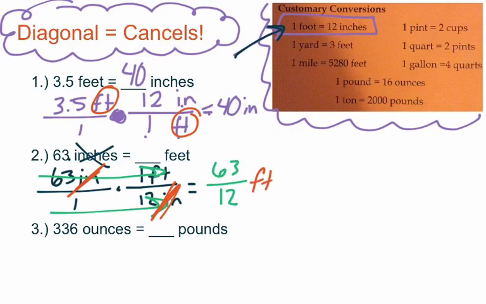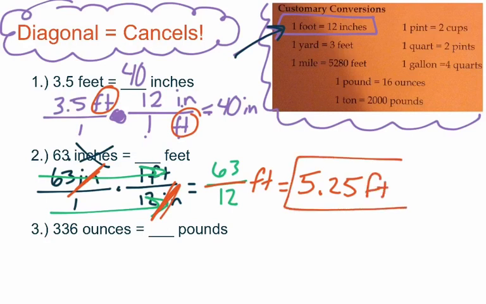Now is 63/12 a very good answer to give? Absolutely not. We need to actually divide 63 divided by 12. So if I take my calculator and I type in 63 divided by 12, I get 5 and 25 hundredths, and make sure I keep my label, feet.